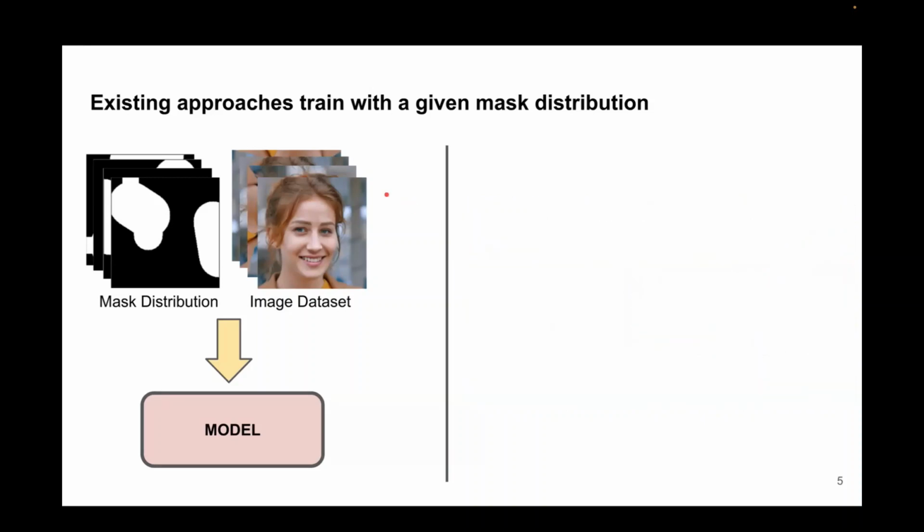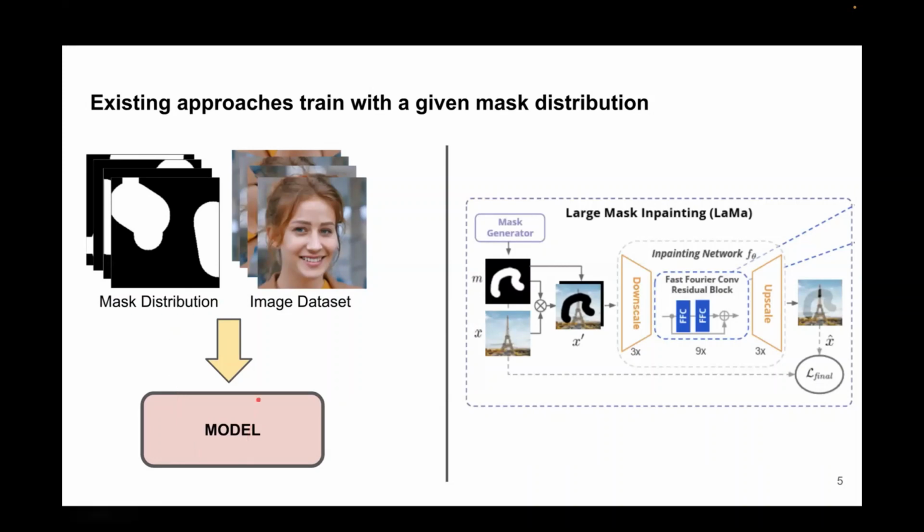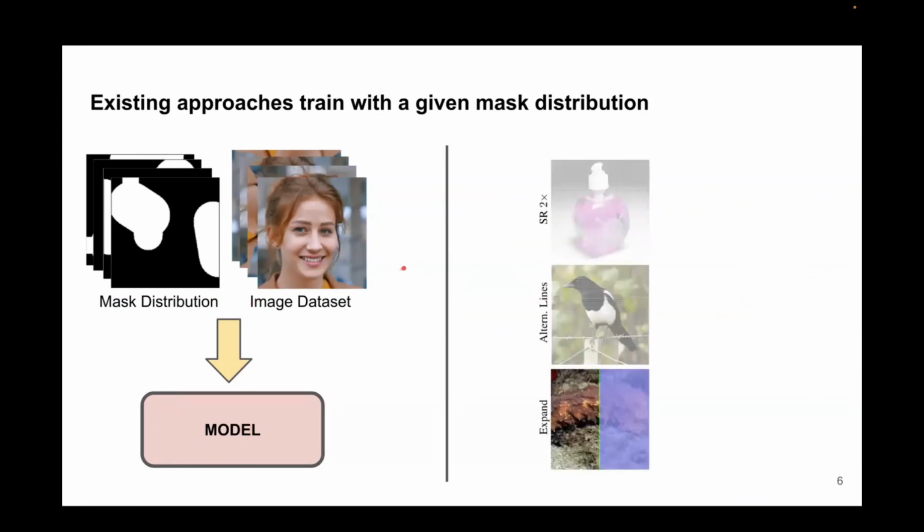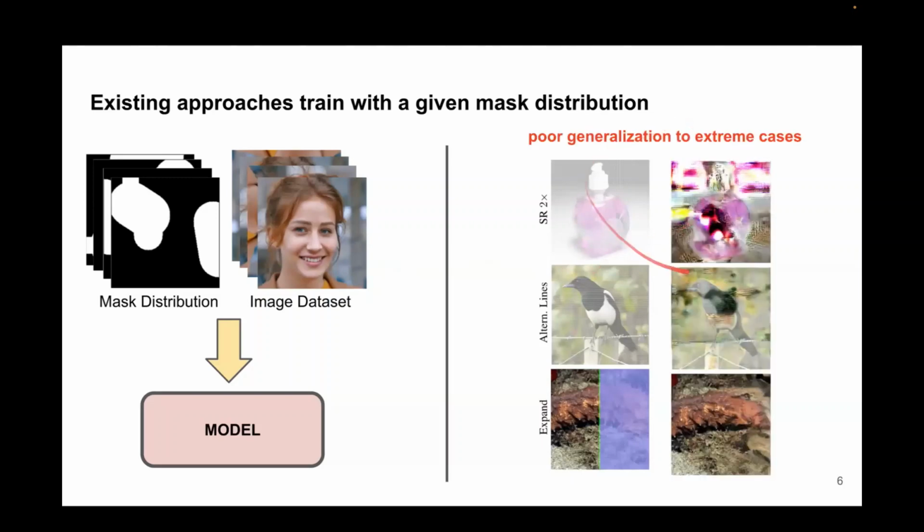Okay, but the claim of this paper is that when you train a model on a mask distribution, when you evaluate the same model on a mask that is out of that distribution, it usually does not perform well. For example, you can see these extreme cases here, and this model cannot perform well in this scenario because it was not trained on this kind of mask.